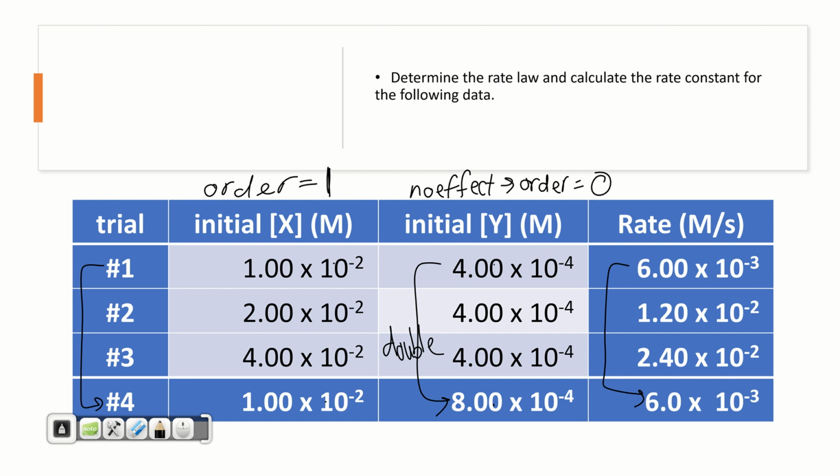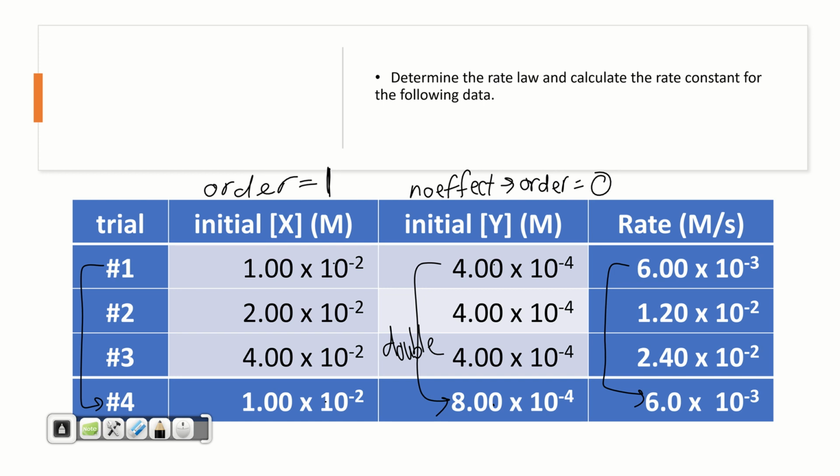It doesn't have any effect on it. So if I increase the concentration of Y, it does not affect the rate. A lot of times this generally turns out to be something like water, where it's there, but it doesn't affect the rate. It's only the other chemical that's actually doing something. The water's just kind of sitting there.